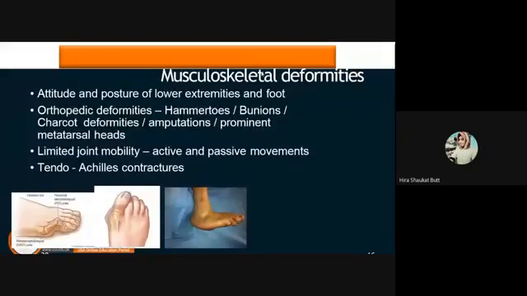Then comes the musculoskeletal deformities. Always see if there is any abnormality in the musculoskeletal, the biomechanical factor. Attitude and posture of the lower extremity must be checked. Check whether orthopedic deformities are there or not, which involve bunions, hammertoes, Charcot deformity, amputation, etc. So you can go for those. Limited joint mobility, you can check by asking the patient to move the ankle and the toes, and you can check even the tendo-Achilles contracture.